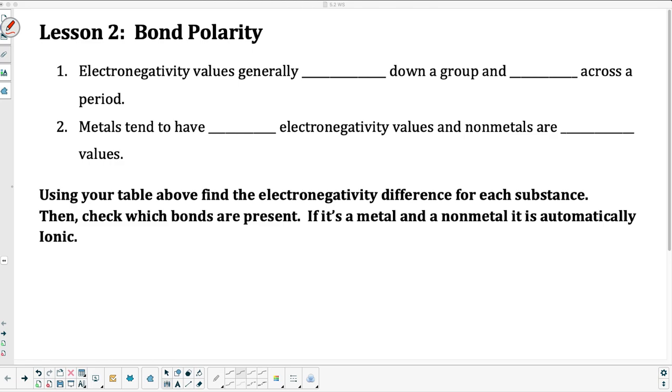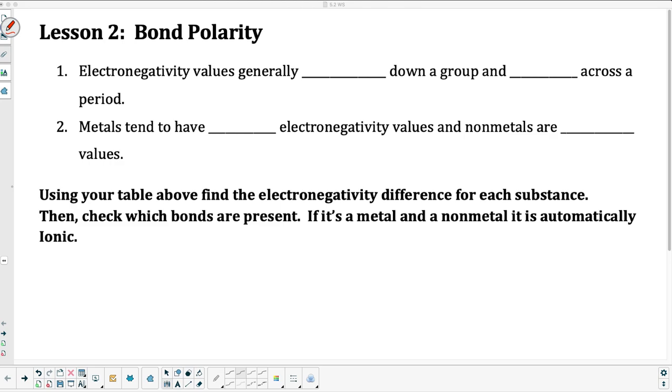Here to take a look at worksheet 5.2. I'm going to start off in the beginning. We're just going to review some of the stuff that we've had before as far as electronegativity. I think that was 4.3 or something like that. No, 4.4, the second part of 4.4.